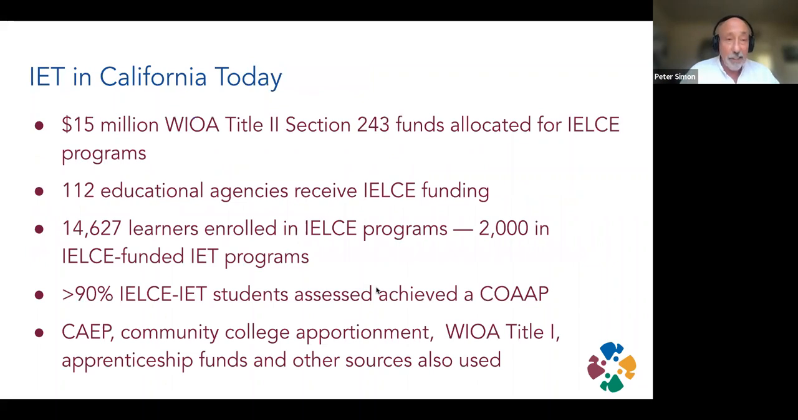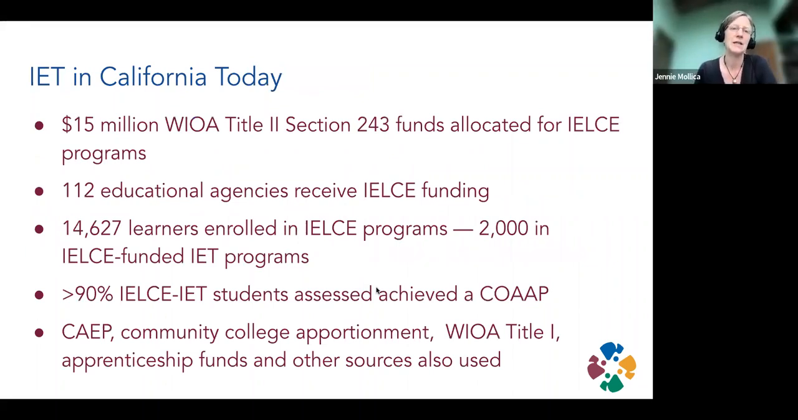Next. This is just a summary of IET in California today. The data that we have shows that the $15 million in these WIOA Title II Section 243 funds allocated for IELCE programs are going to 112 different educational agencies. We were just talking with one of our students who's here today to present, saying you're part of a program that has all these fancy acronyms and it's all over the state. Many of our students don't realize that what they're sitting in the classroom appreciating is part of a quite large statewide effort.